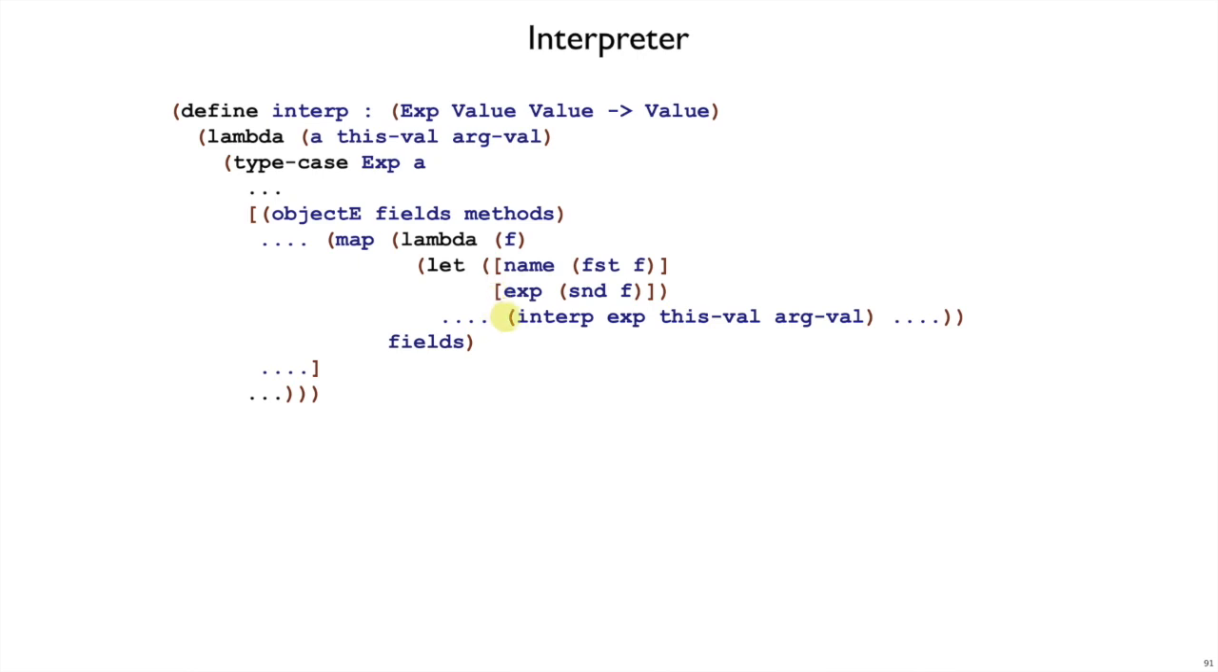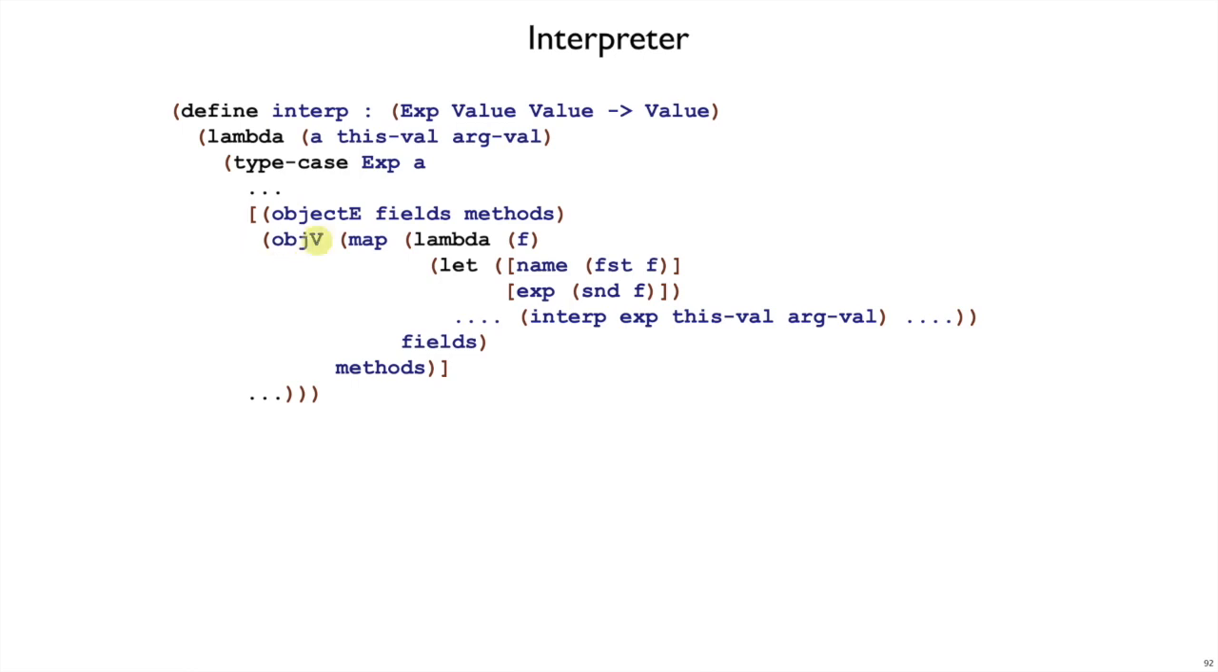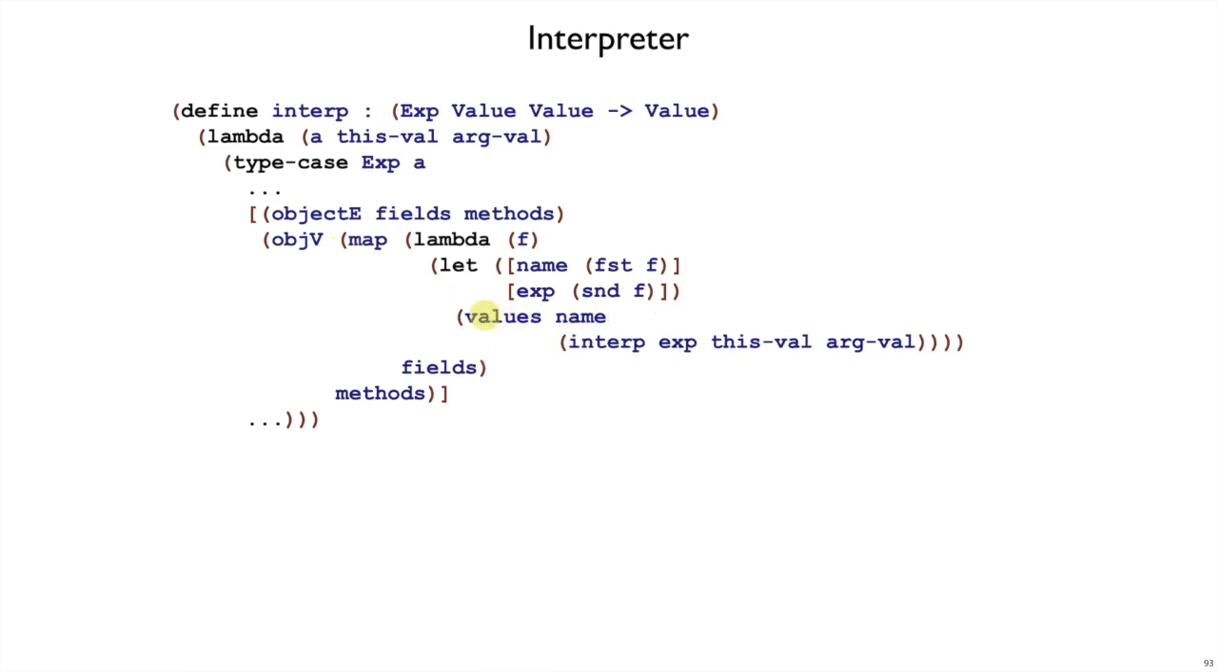This gives us a value, and what we want to do with that value ultimately is put it inside of an object. That is, we're trying to return an obj. And when we return an obj, the methods stay the same, but for the list of fields here, we need the field value combined with the field name. So we put it back together with values. So that's the complete object-e interpretation. Just like lam-e evaluates to a closure, object-e evaluates to an object, and the only thing we interp is the initialization expression for the fields.